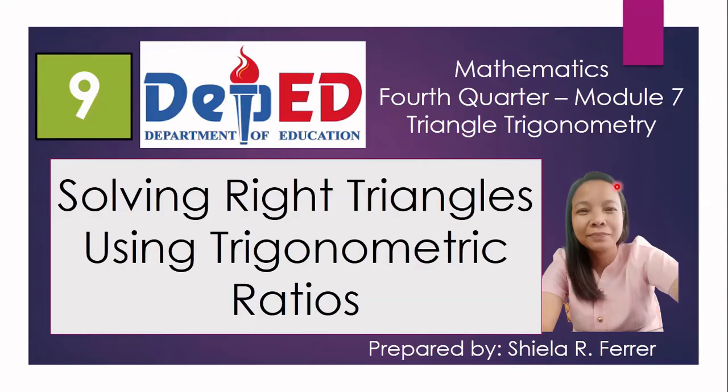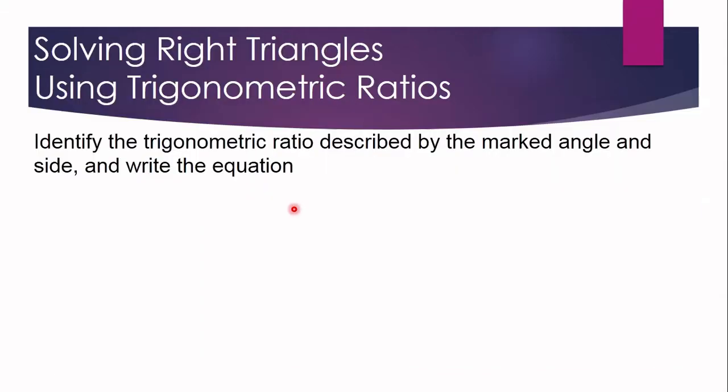Good day everyone. So today we will be discussing solving right triangles using the different trigonometric ratios. After discussing the trigonometric ratios, today we are going to apply these ratios for us to solve a right triangle. Solving a right triangle means we are going to find the length of the side or the measure of the angle. Now, the key point in today's lesson is for you to identify what trigonometric ratio you are going to use depending on the measurement and the markings of the triangle.